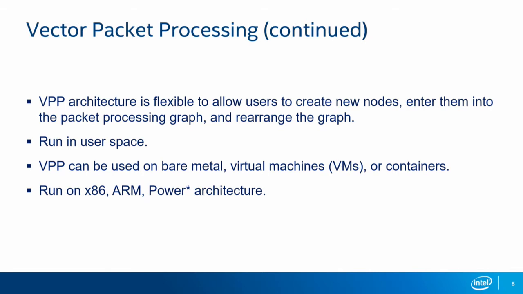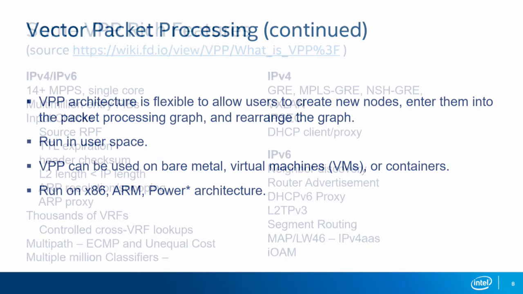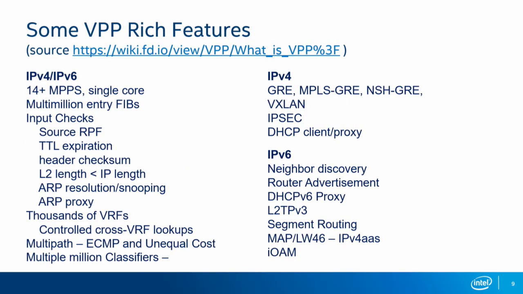Another good thing about the VPP architecture is that it is very flexible, and it allows you to create new nodes, modify the packet processing graph, and even rearrange the nodes in the graph. Also, VPP runs in user space, and it can run on bare metal, on a virtual machine, or even in a container. It supports multiple architectures, including Intel architecture, ARM, and PowerPC. Here you can see some rich features that I took from the official VPP page. You can go to the VPP page and see all the features. This is just a small set of them.